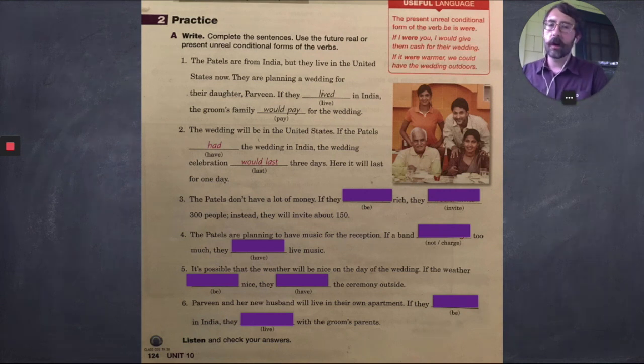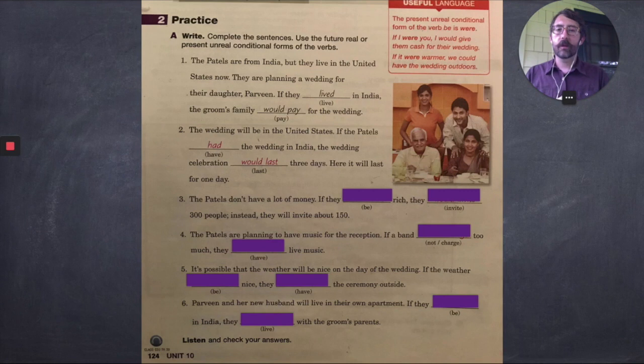Good. All right, number 3. The Patels don't have a lot of money. Here's reality. They don't have a lot of money. If they blank rich, they blank 300 people. Instead, they will invite about 150. Again, what is reality? What is real? What is true about the Patels? What is true is they don't have a lot of money, right?